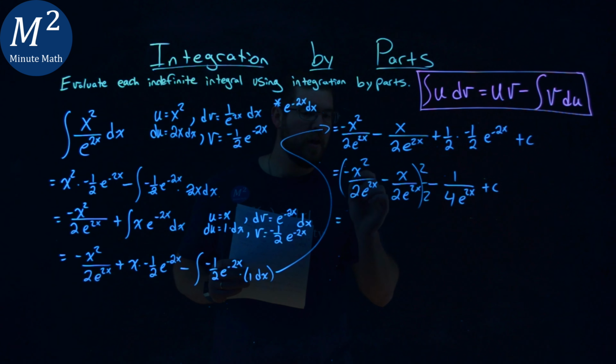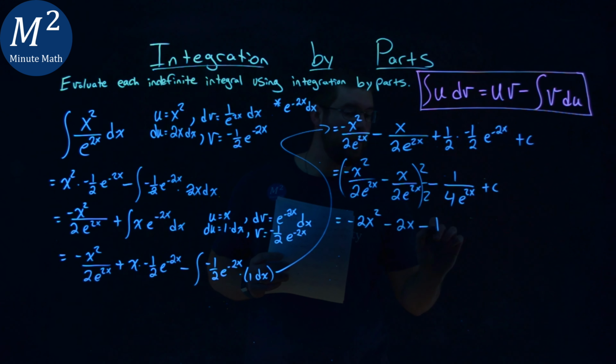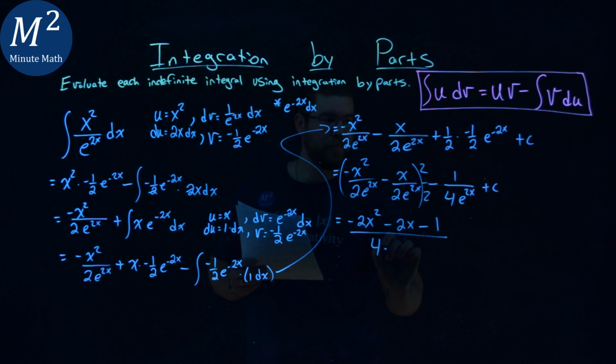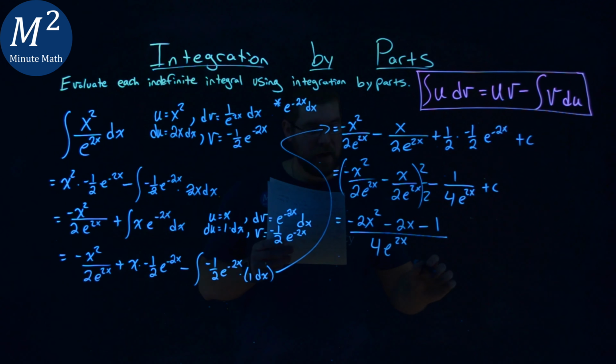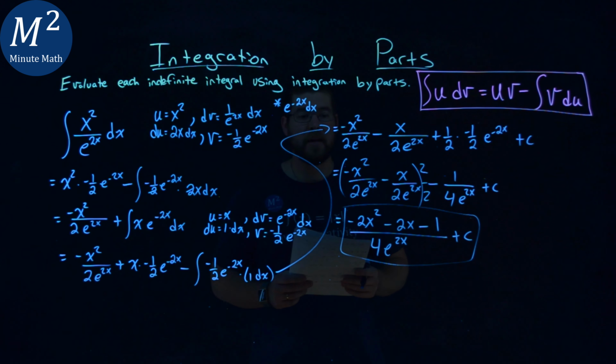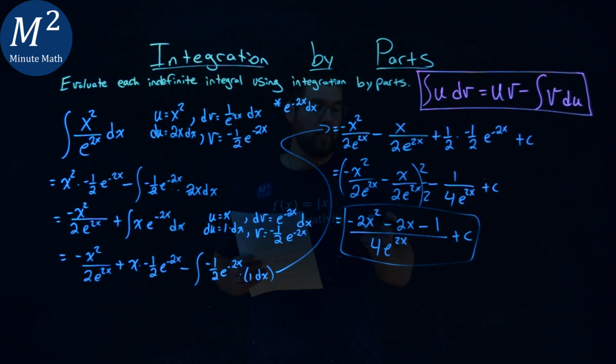If you can kind of see that, we then have a negative 2x squared minus 2x minus 1 over a common denominator of 4e to the 2x power, and then we have our plus c. Make sure we're good, all good. And so my final answer here is negative 2x squared minus 2x minus 1 over 4e to the 2x power plus c.